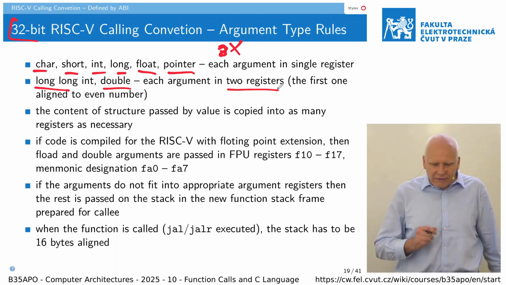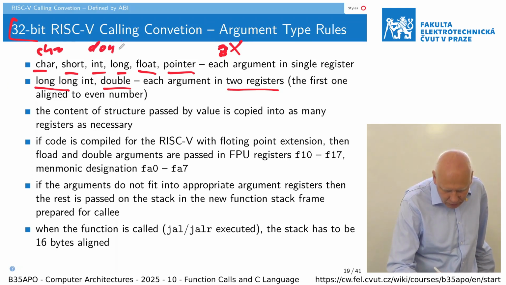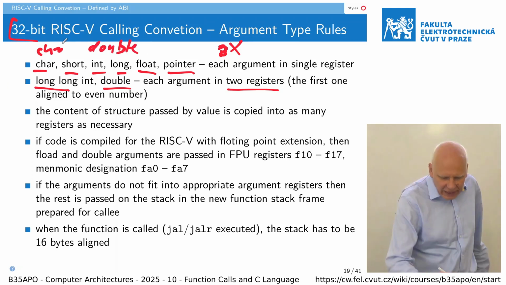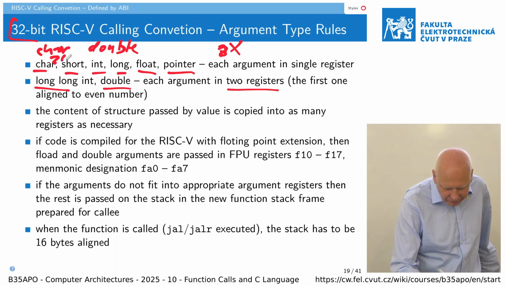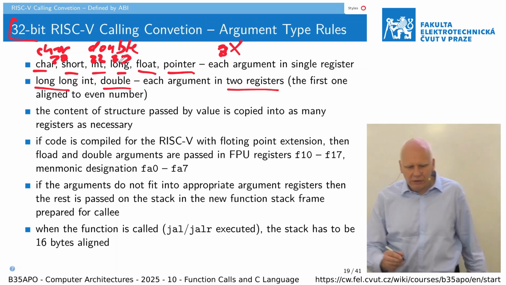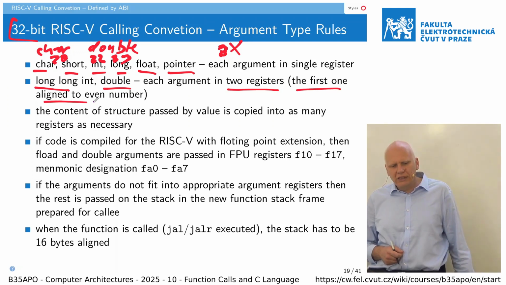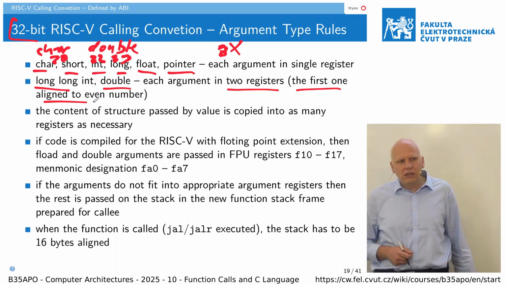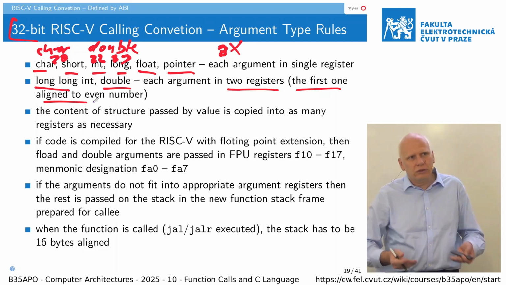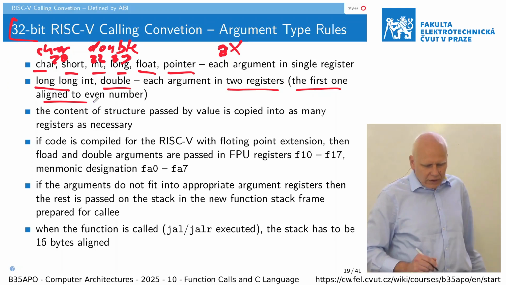And even if you have, for example, char and then double operands, then A0 will be used for char, and A1 will be skipped, and A2 and A3 would be used for the double, because there is a requirement that the first of the pair of registers has to be an even number. This is necessary so that when you store it to the memory, they are well aligned and so on.